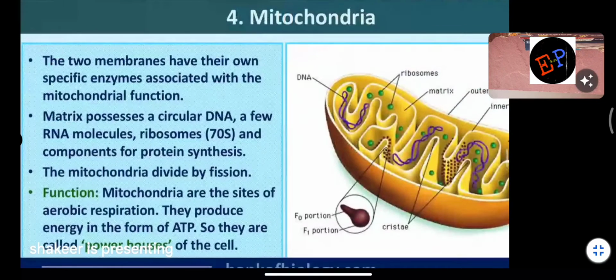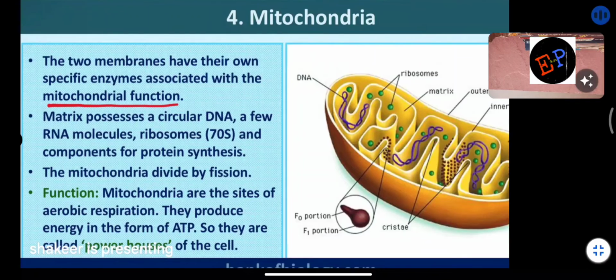So the two membranes have their own specific enzymes associated with the mitochondrial function. It means the inner membrane also has some enzymes, and the outer membrane also has some enzymes, both of which are responsible for the functioning of mitochondria. Understood?